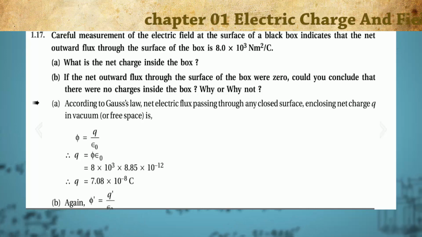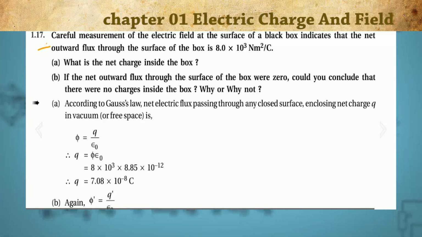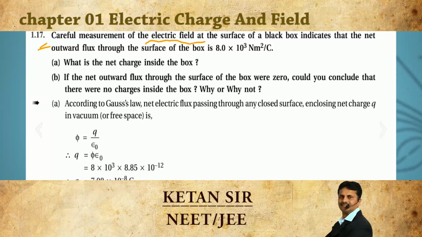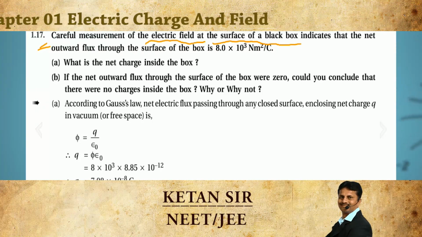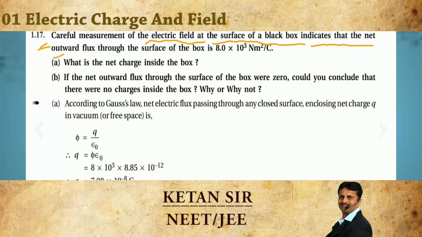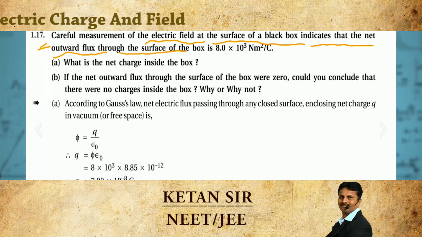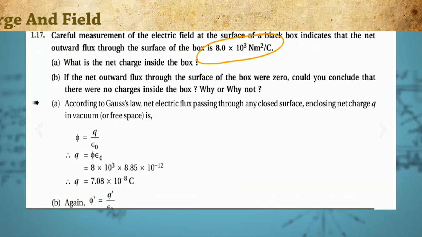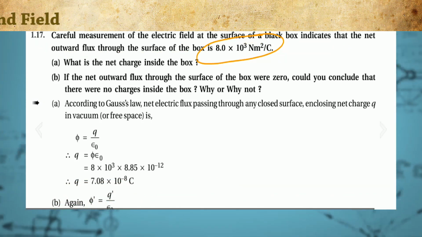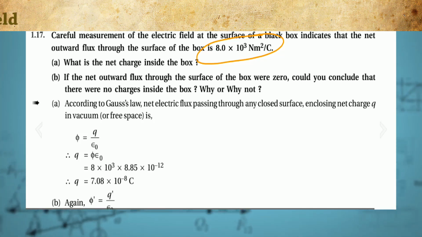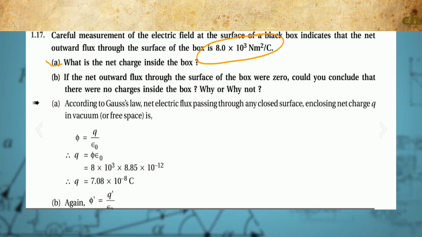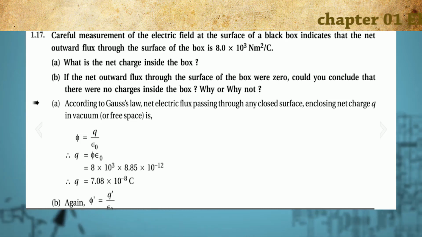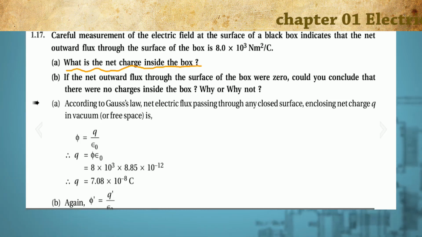Question number 1.17. Careful measurement of the electric field at the surface of a black box indicates that the net outward flux through the surface of the box is 8 into 10 raised to 3 Newton meter square per coulomb. The question has two parts. Part A: what is the net charge inside the box?